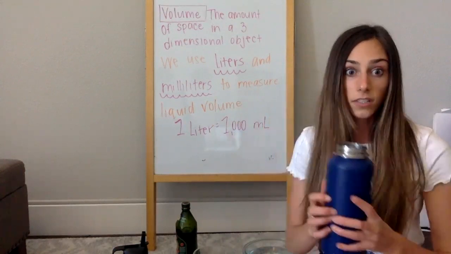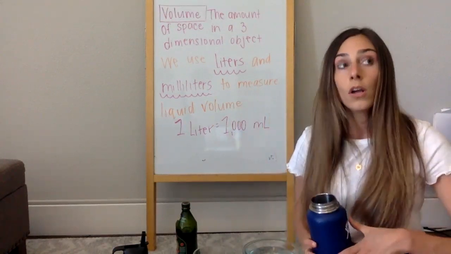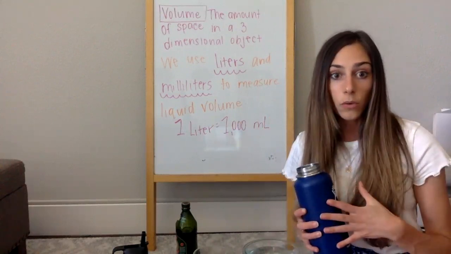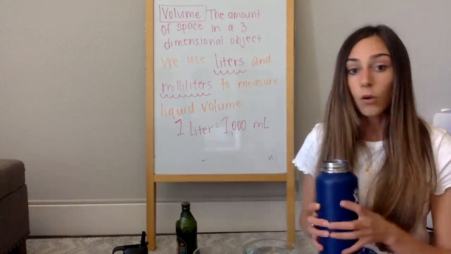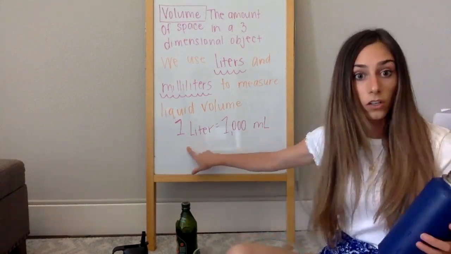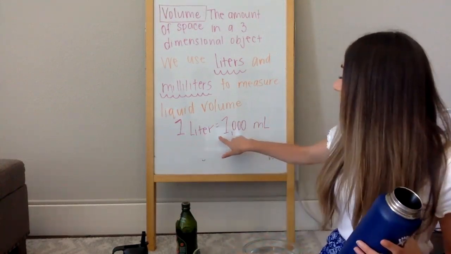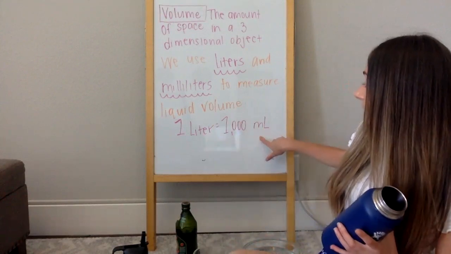So I wanted to show you these things so that you understand in your head, well, what is a liter and what does it look like, okay? Just like you know what the unit of an inch looks like, or you know what the unit of a yard looks like, or you know what a little centimeter looks like. Well, now you know what a liter looks like. So 1 liter is equal to 1,000 milliliters, okay?